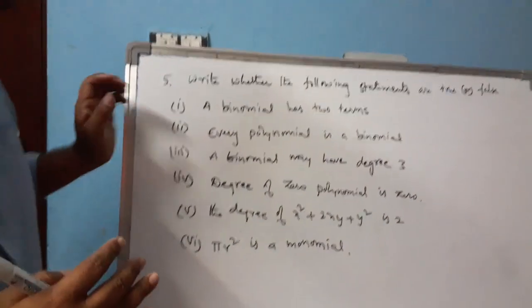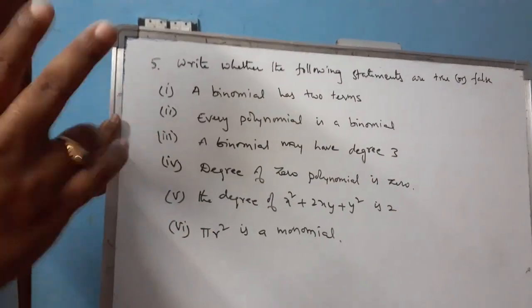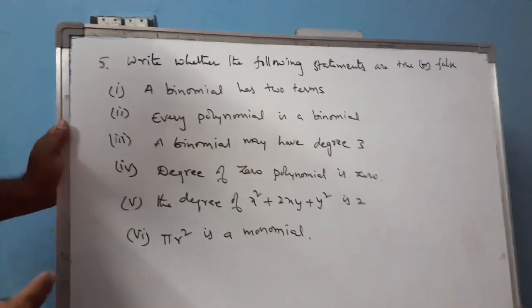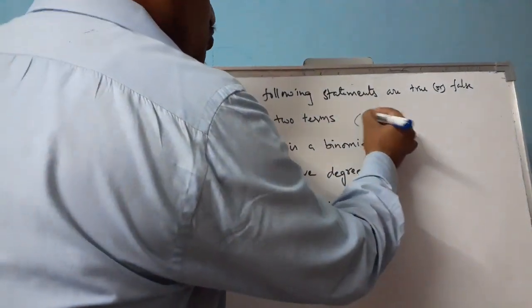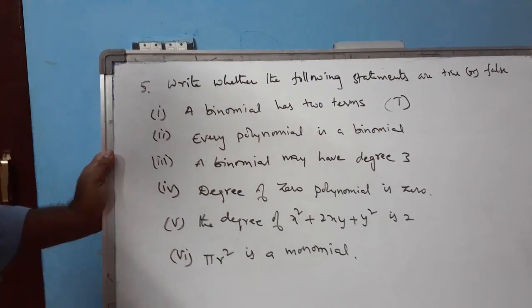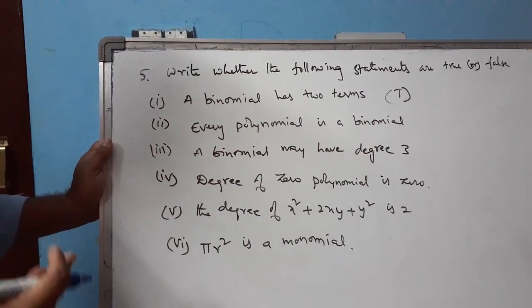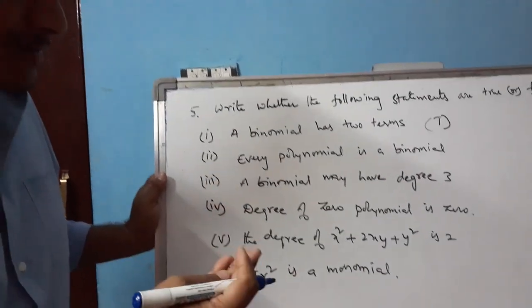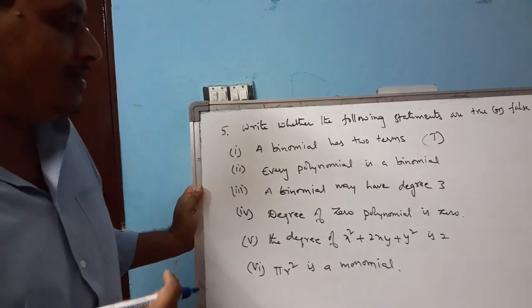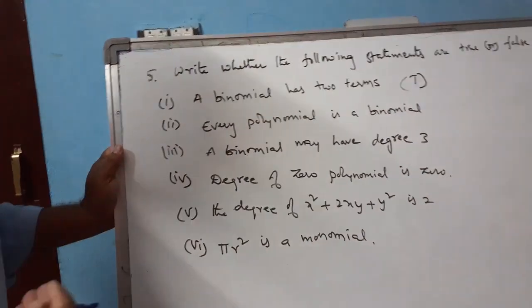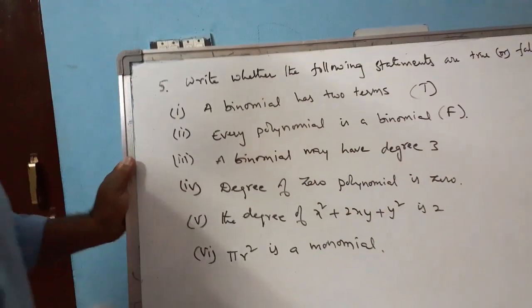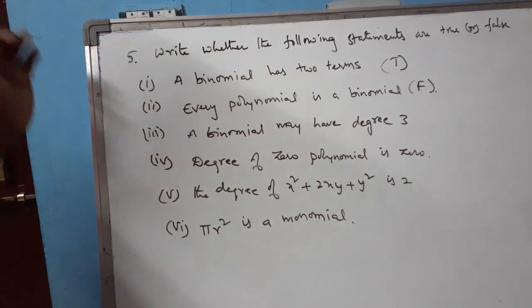What is that? Binomial has two terms. If a polynomial contains two terms, that is only we are calling as a binomial. So the first one is true. The second one, every polynomial is a binomial? No. We have the types of the polynomials: monomial, binomial, trinomial, multinomial. So every polynomial we cannot say that it is a binomial. So it is false. What about the binomial may have degree 3?